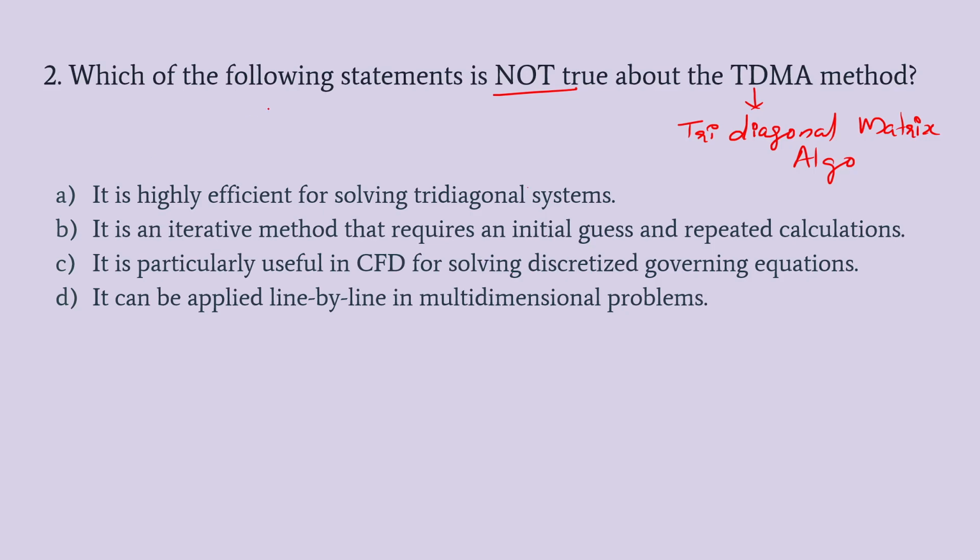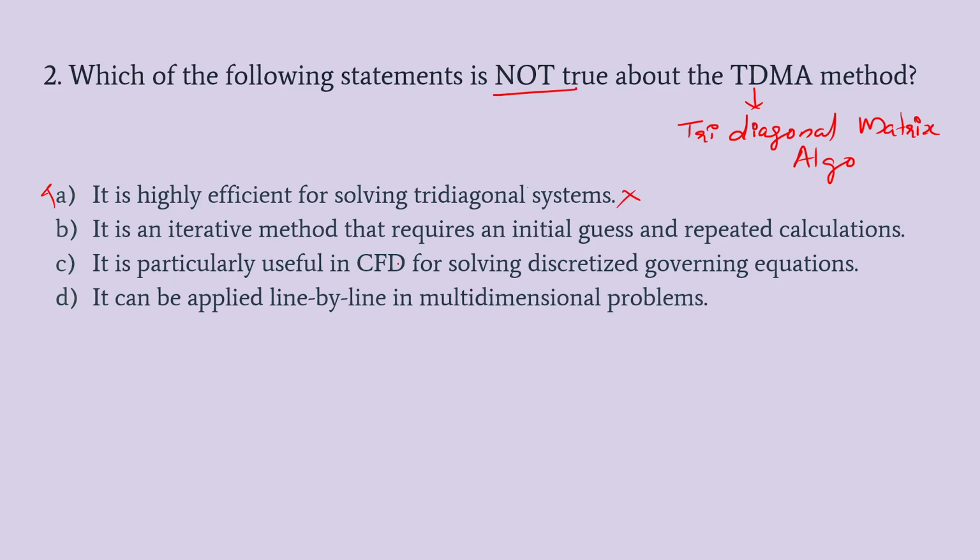So here, some of the options can be easily eliminated. For example, the first one, it's highly efficient for solving tridiagonal systems. It is an efficient system, and again from the name itself, it is for tridiagonal systems. So this is a true statement. Again, it is option C.